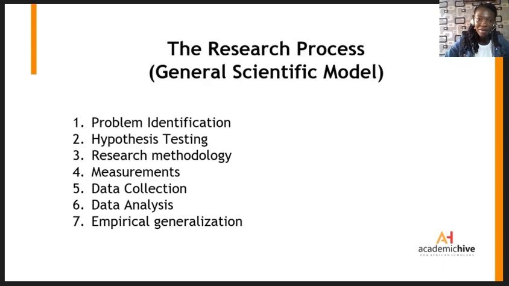Let's talk about the general scientific process or the general scientific model of the research process. From day 1 of the lecture as well, we saw that the general research process starts from the problem identification down to testing of hypotheses, selecting the appropriate research methods for your work, measuring them or defining measures, collecting data, analyzing the data, and generalizing them empirically.